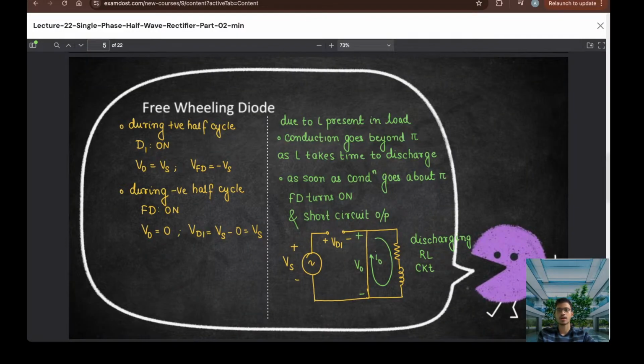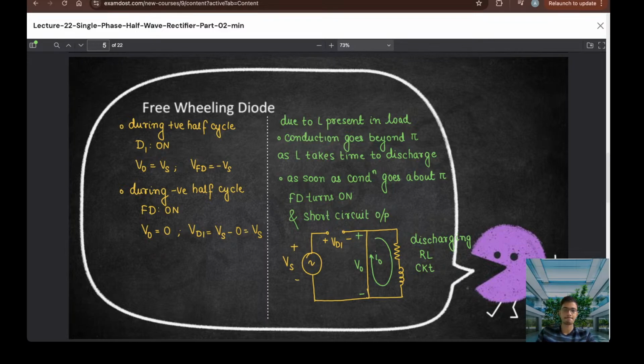Freewheeling diode. During the positive half cycle, diode D1 is on, VO equals VS and VFD is minus VS. During the negative half cycle, the freewheeling diode becomes on and VO becomes 0 because it becomes shorted, and VD1 becomes VS because it is off, so open circuit.